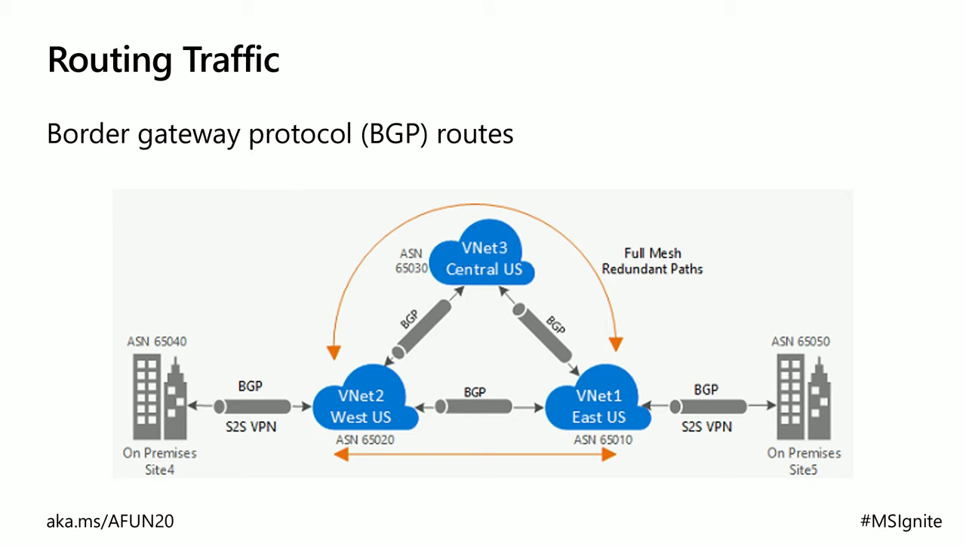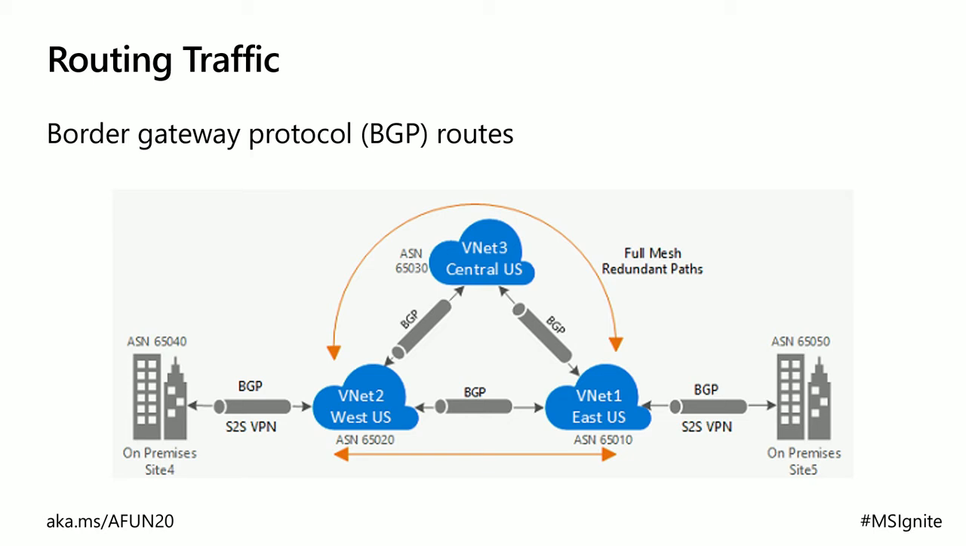Then when we think about border gateway protocol routes, or BGP routes, this is the standard protocol used on the internet to exchange reachability information between two or more networks. In the context of Azure, it lets you turn your VPN gateways and your on-prem VPN devices into peers, or neighbors. When they become peers, they exchange routing information, and so they learn from one another.